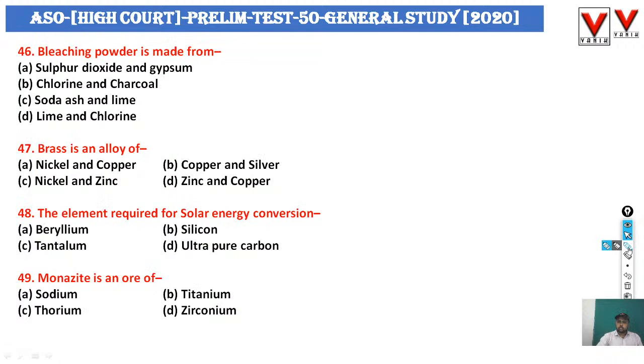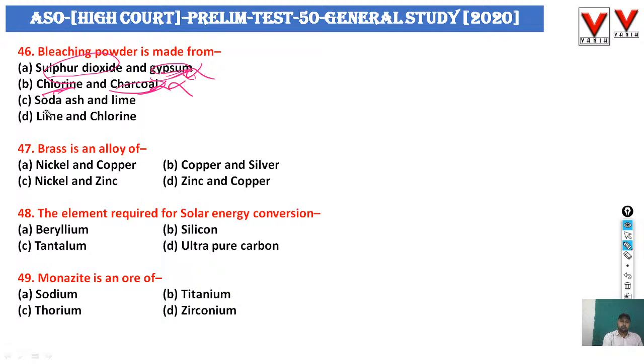Question number 46. Yeah, this is the bleaching powder. This bleaching powder is made from... Yes, bleaching powder, sulfur dioxide? No, not at all. We do not have sulfur dioxide and gypsum as a component. Gypsum is nothing but plaster of Paris, which is used in the manufacturing of cement. Chlorine and charcoal? No, charcoal does not form part of your bleaching powder. Fine, but chlorine has a part to play in it. But since the option is only partially correct, the entire option goes wrong.